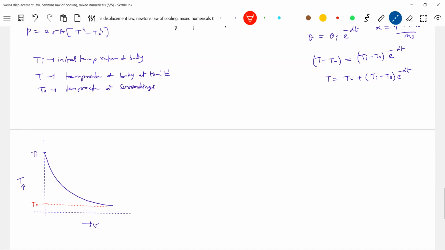Initially, what will happen? The body, according to the graph, what will happen? Initially, the body will be in a hurry to cool down, so the temperature will decrease rapidly initially. After some time, what happens? It will lose interest in cooling.